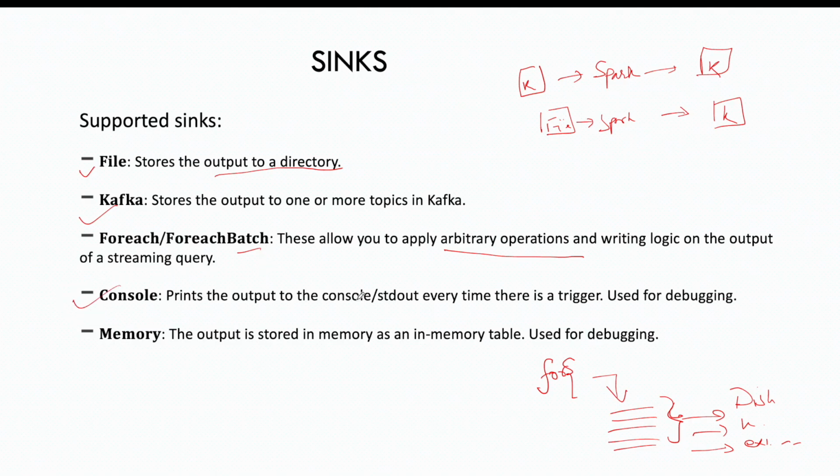Console is again only for testing purposes, because it will just be printing the messages to the stdout, or the console. Memory is something where whatever output you are generating will be stored as an in-memory table, and you can run queries on top of that, mostly used for debugging purposes. For production systems, I have seen Kafka and foreachBatch, a combination of these, mostly used.